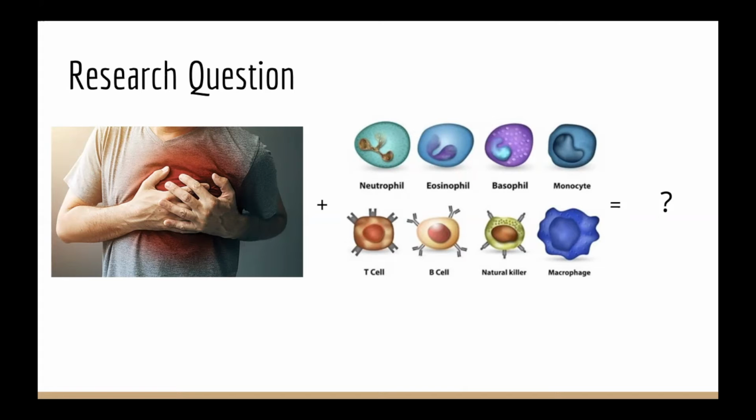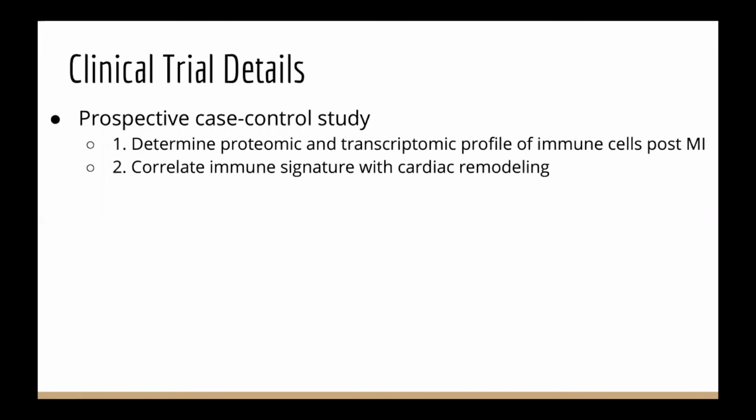reparative management strategies. So the primary goals of this clinical trial were to, number one, characterize changes in the proteomic and transcriptomic profile of immune cells after an MI. The protein and expression profile of immune cells is what makes up the immune signature that we're interested in. And two, to correlate the immune signature gleaned from step one with cardiac remodeling, which is measured by imaging.